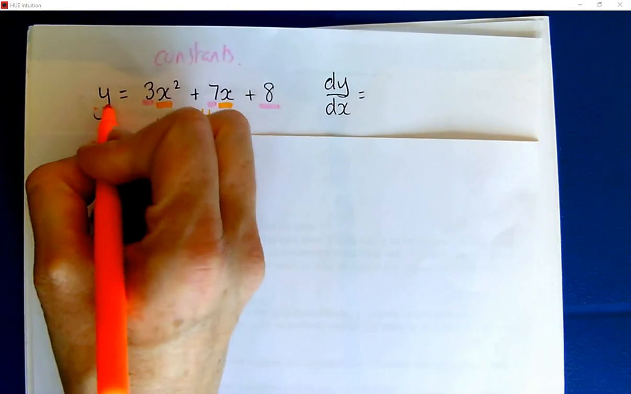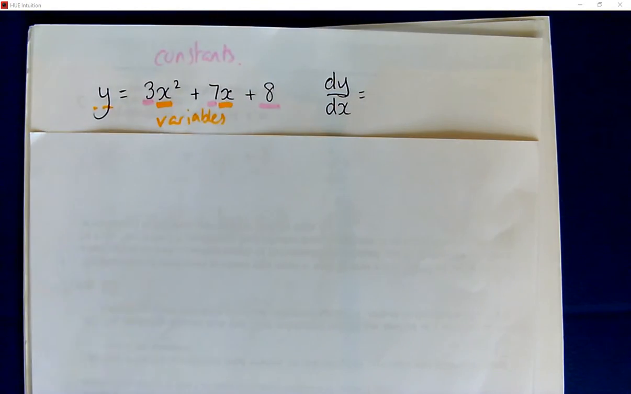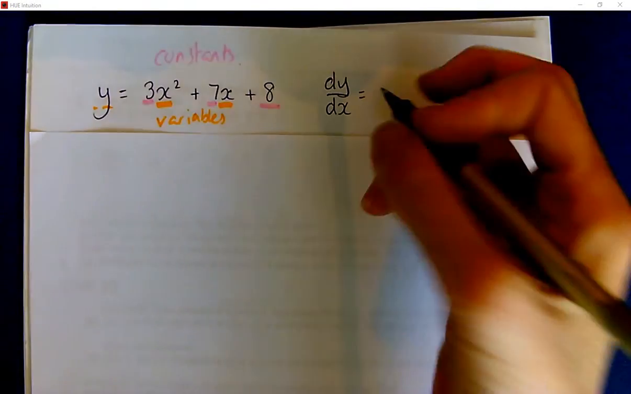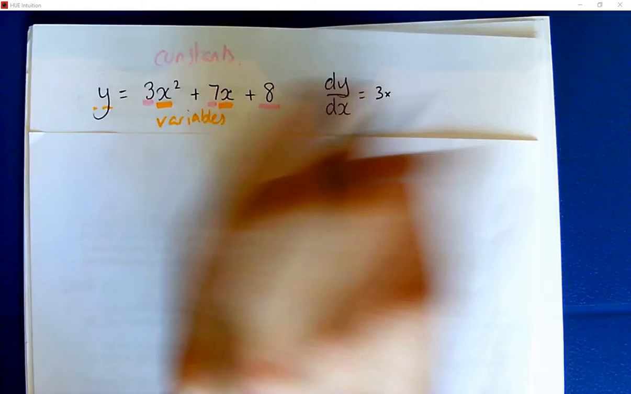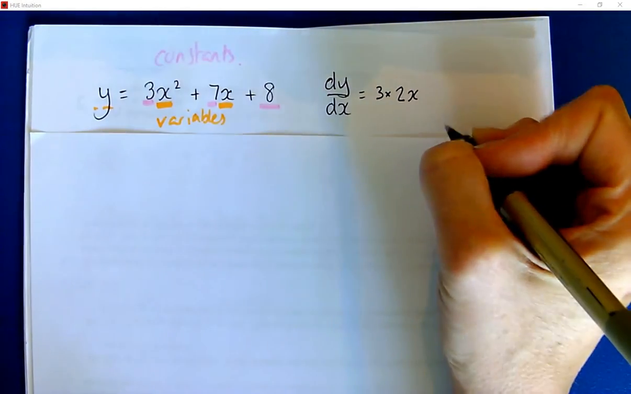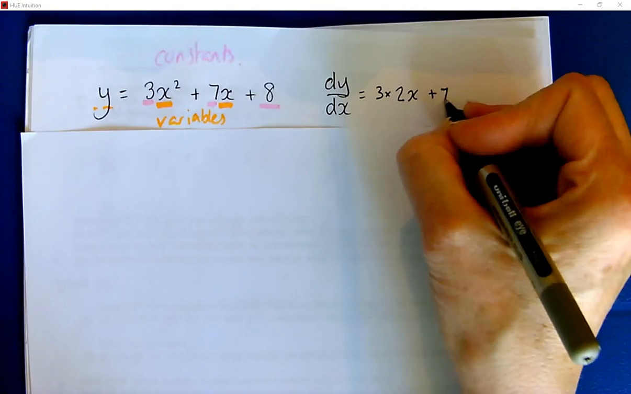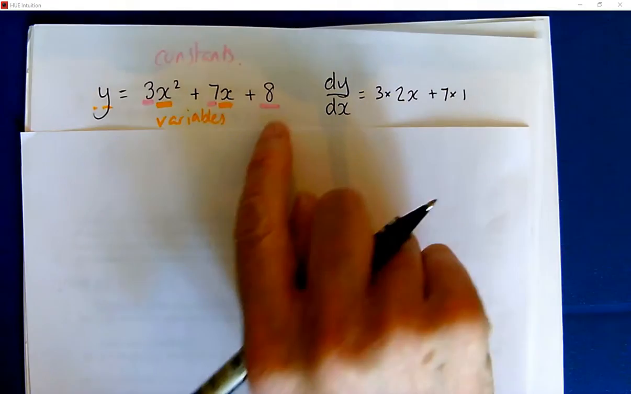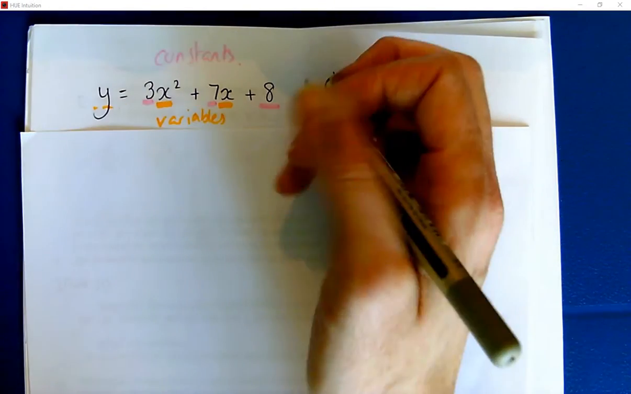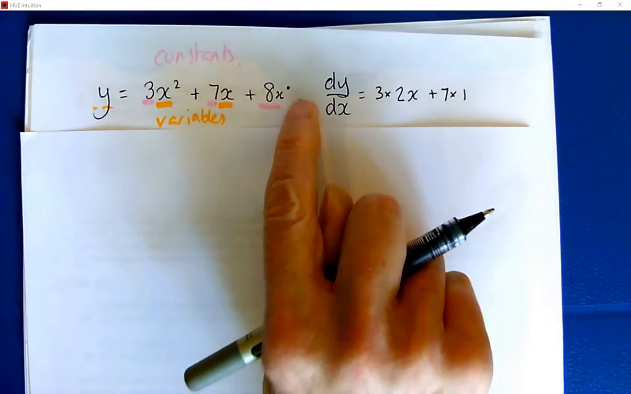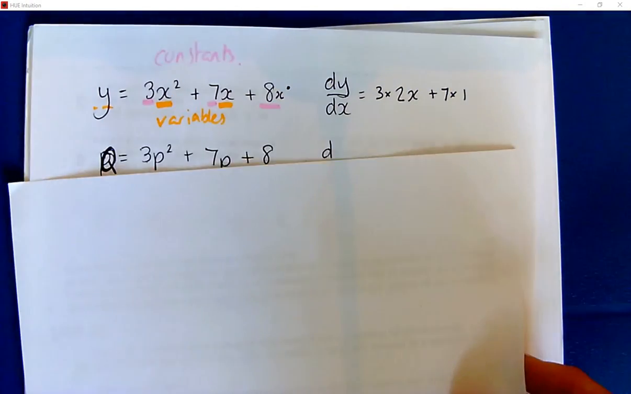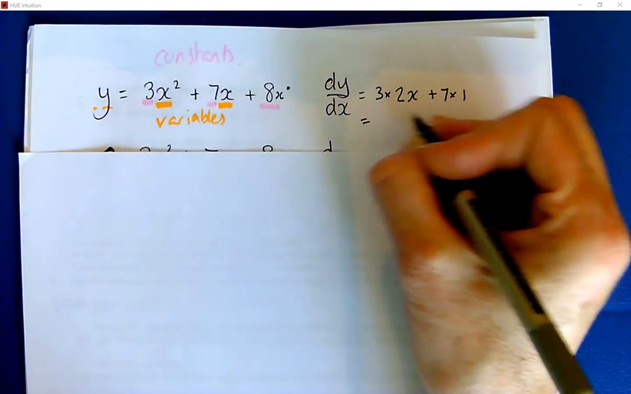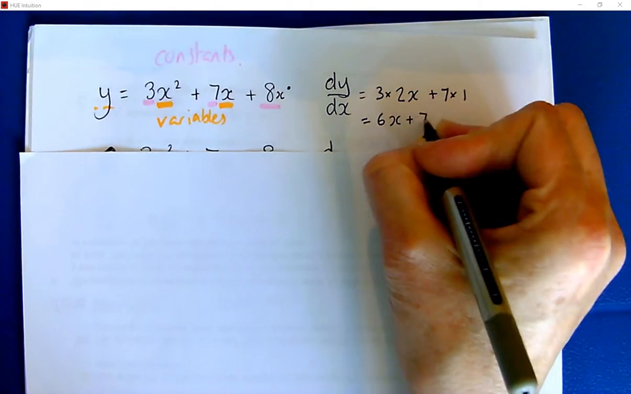Okay, and we know that y is the dependent variable. So if we're doing dy by dx, we know what we're doing. We've got 3 times, we bring the power down, 2x to the power 1, plus 7 times x to the power 1, we bring the power down, 1, x to 0, so it's just 7. And then when we differentiate this one, remember it's like having x to 0 there. Okay, so we bring the power 0 down, we've got 0. So I've kind of spelt it out, but you could probably do it in your heads now, that this will be 6x plus 7.